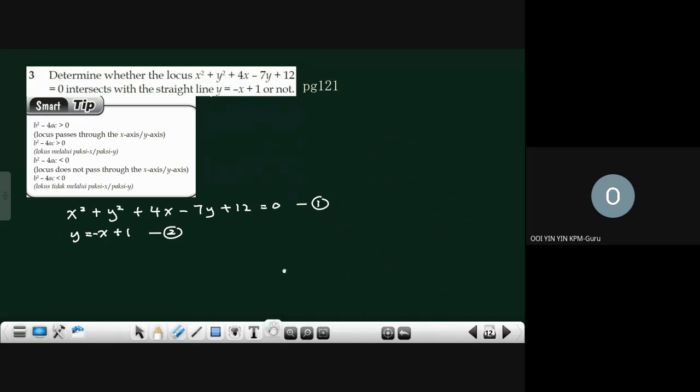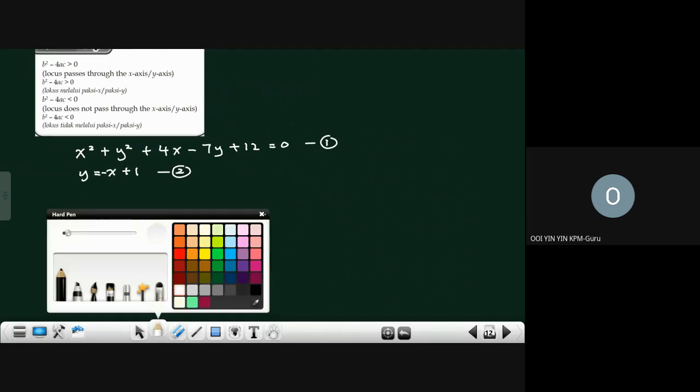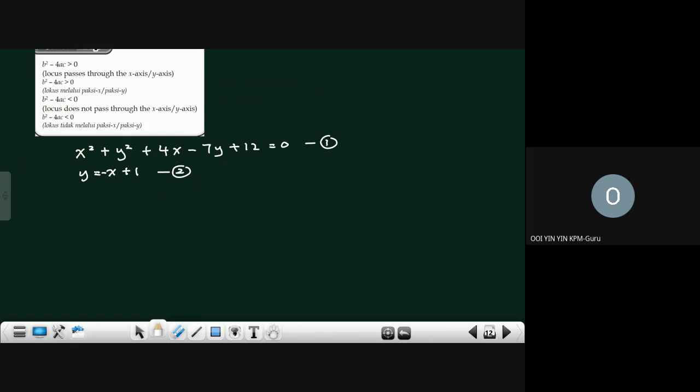Okay, so what we do now is, like just now, since this equation is well arranged here, y equals to negative x plus 1, right? So we can directly substitute your 2 into 1. Okay, so x squared, and then your y here becomes negative x plus 1 squared plus 4x minus 7. Your y also we substitute negative x plus 1 and then plus 12. Okay, so all your y will disappear, only left your x.